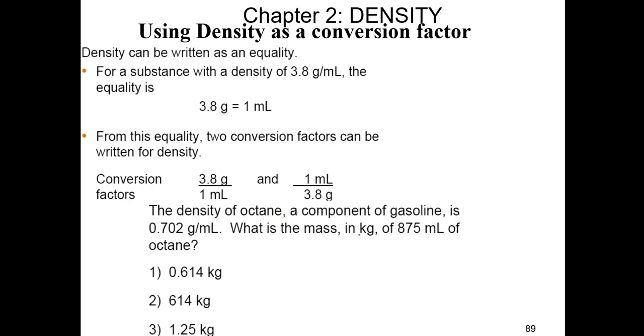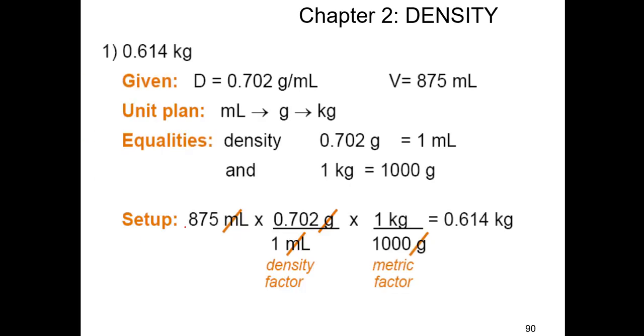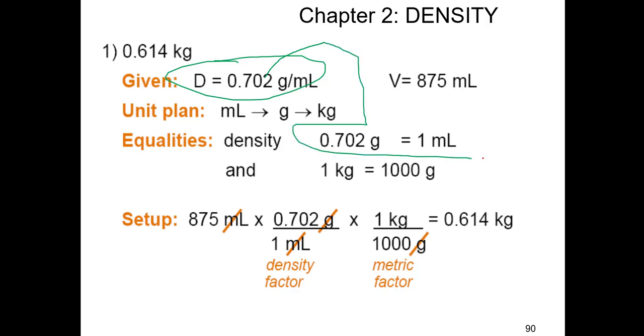So here's an example. What is the mass in kilograms of 875 mils of octane? Notice they gave you the density. So you have to turn density into a conversion factor first. So in slide 90, that's exactly what we do. So, I'm sorry, we turn density into an equality. There's the equality. Although it should really say 1.00. And yes, it's implied in the actual setup.